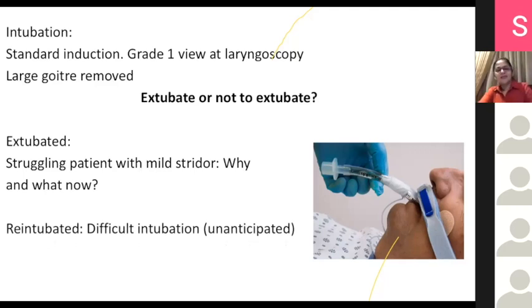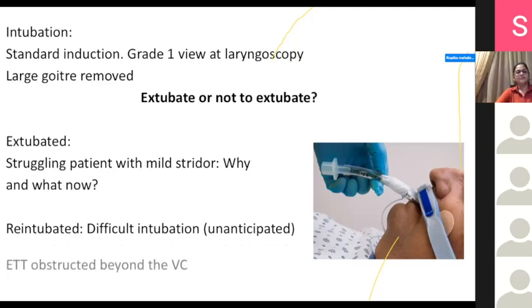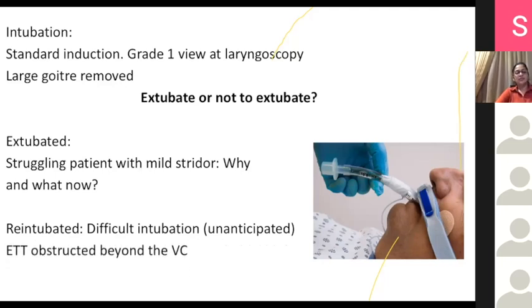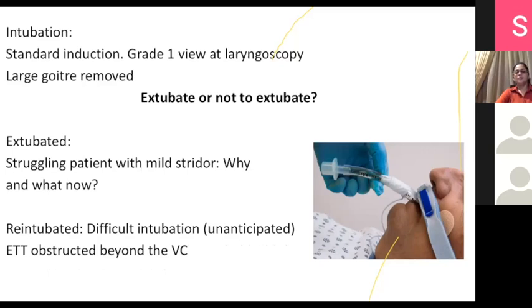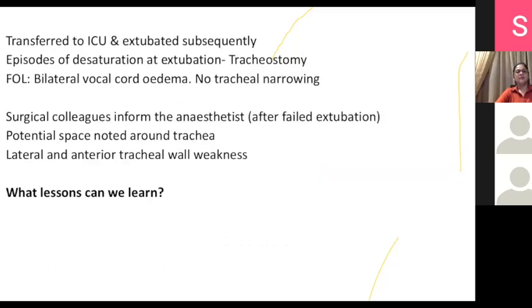So what happened is, obviously, you need to re-intubate. They went into a re-intubation, and what they found, which they did not really anticipate, was a difficult intubation. The endotracheal tube was obstructed beyond the vocal cords. The patient was transferred to the intensive care unit and was extubated subsequently.